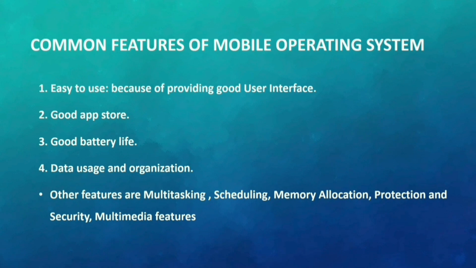Secondly, the organization of data related to to-do list, calendar, alarms, reminders, etc. is very important. A good operating system should keep this data in a very organized and safe manner. Moreover, the data should be readily and easily available. Then the other features are multitasking, scheduling, memory allocation, protection and security, multimedia features, etc.